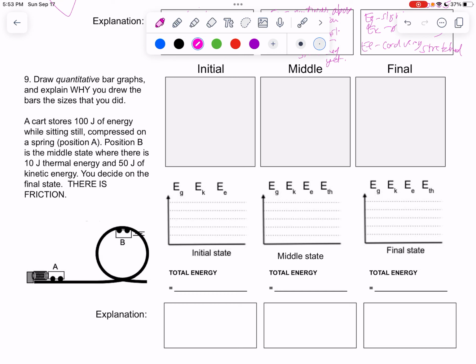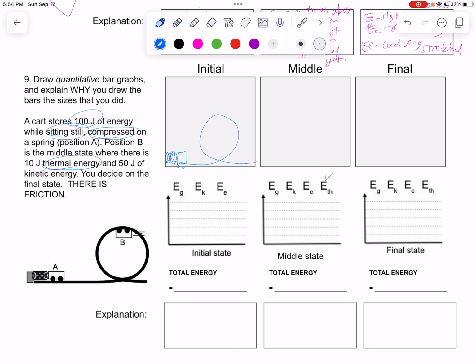Okay, here we go. Here's a roller coaster, some kind of cart, stores 100 joules of energy while sitting still. Okay, so here he goes against that, and then here goes the loop. Okay, and then this is position A. 100 joules of energy, sitting still, compressed.